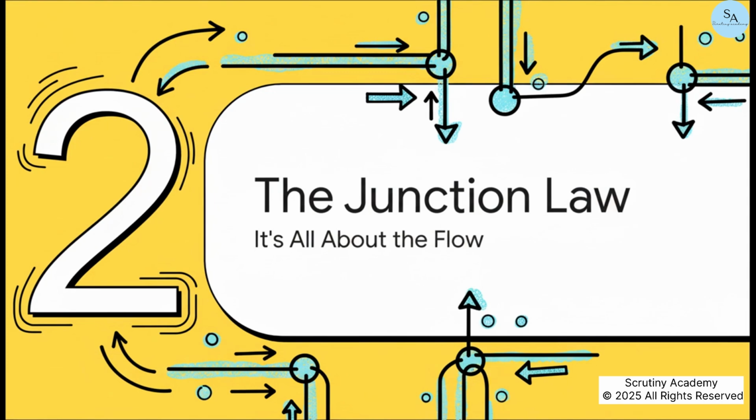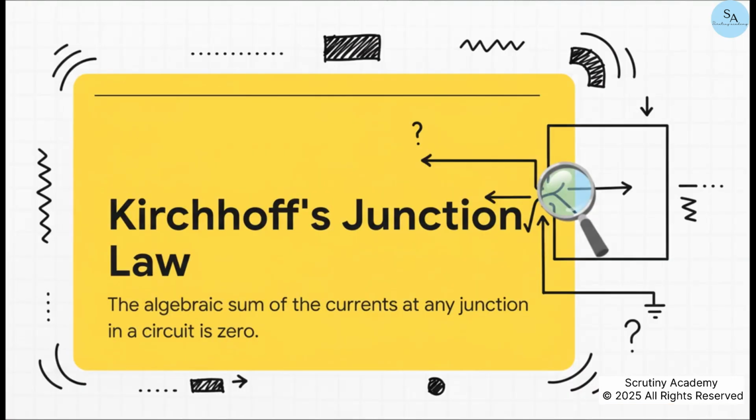Okay, let's dive into the first one. This one is all about how electric current behaves. It's called the junction law. And you know what? It's probably one of the most intuitive rules in all of physics. It just makes sense. Now here's the official, straight from the textbook definition. It sounds a little formal, a little mathy, right?